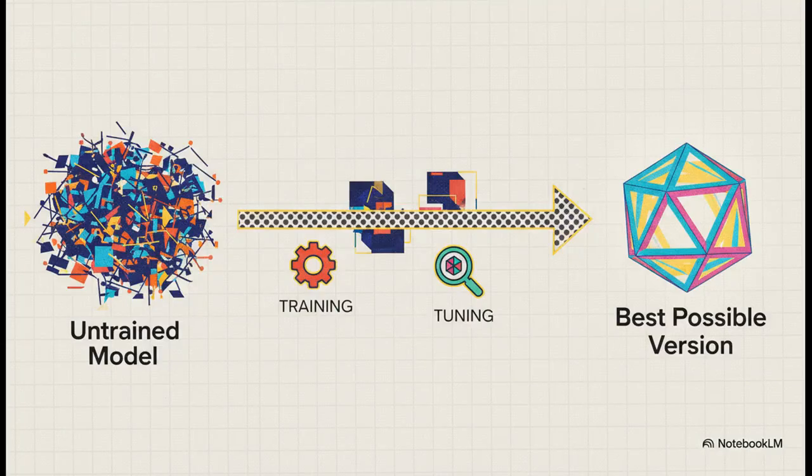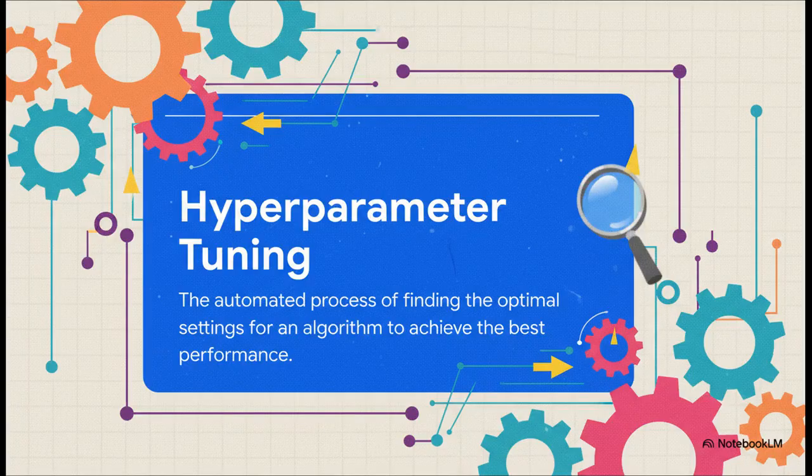All right, our environment is all set up. Now we get to the fun part, the core machine learning task. The goal here isn't just to train a model. It's to find the best possible version of that model, the one that makes the most accurate predictions on data it's never seen before. And a huge part of that is something called hyperparameter tuning.